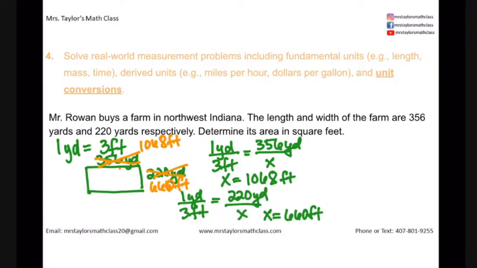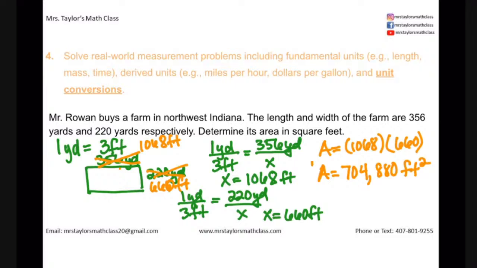So now in order to find the area, you just multiply the new dimensions together. And you get your area is 704,880, and your dimensions are going to be square feet. Okay, doke. That's it. That's all. Okay, so I am done.